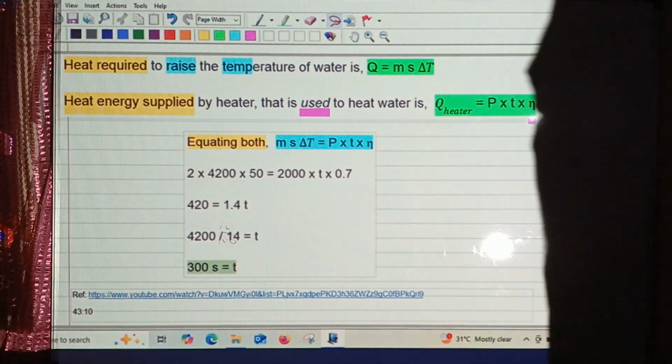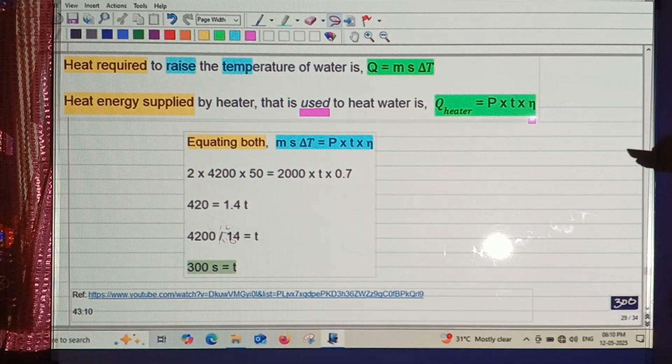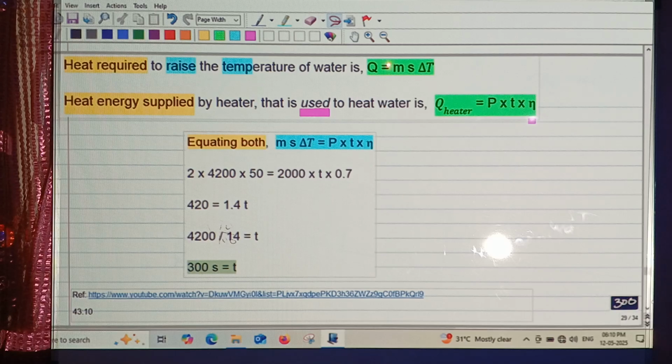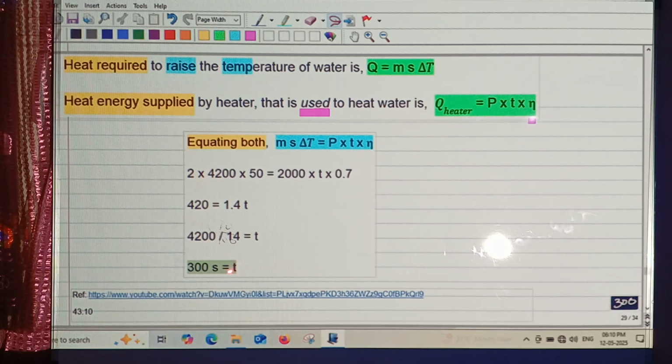So the heat required to raise the temperature of water is m s delta T, and this heat is coming from the electric heater whose rating is P watts and will be used for the time t, which you have to find out. So P into t into the efficiency of the heater, because not all heat provided by the heater is going into heating the water, some might get wasted. So this is the heat energy which is getting used to heat this water. These two should be equal. From this we get the time as 300 seconds.